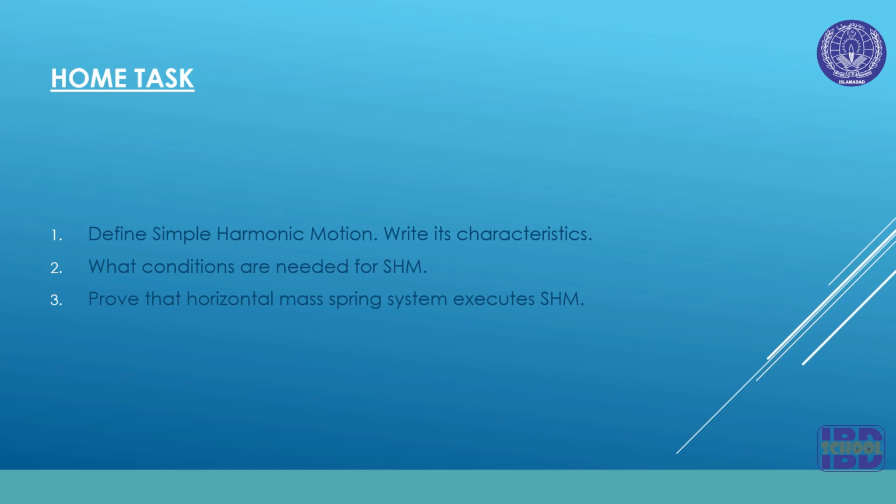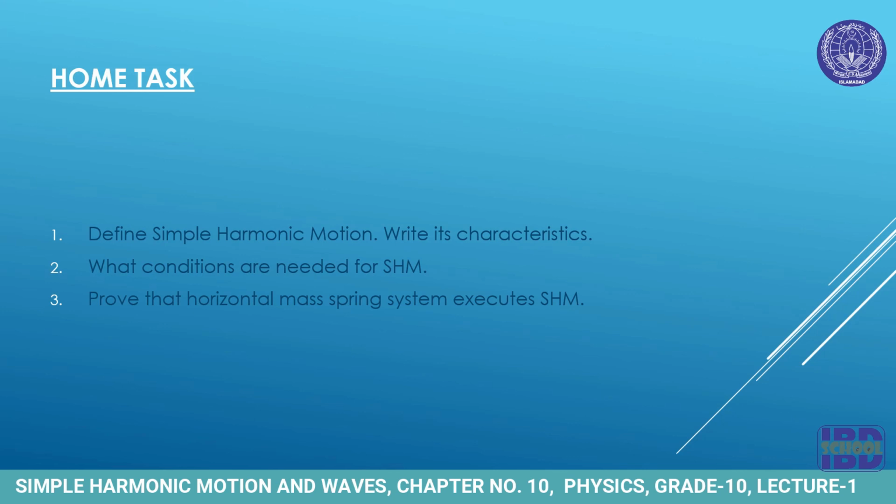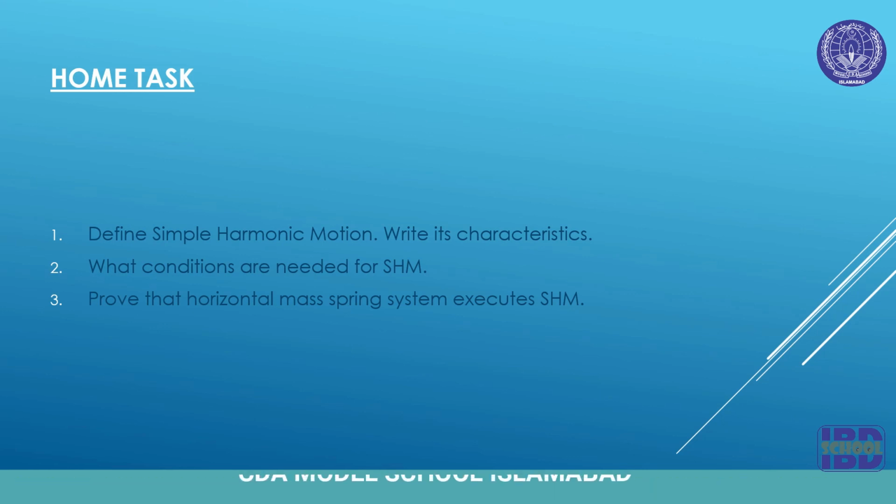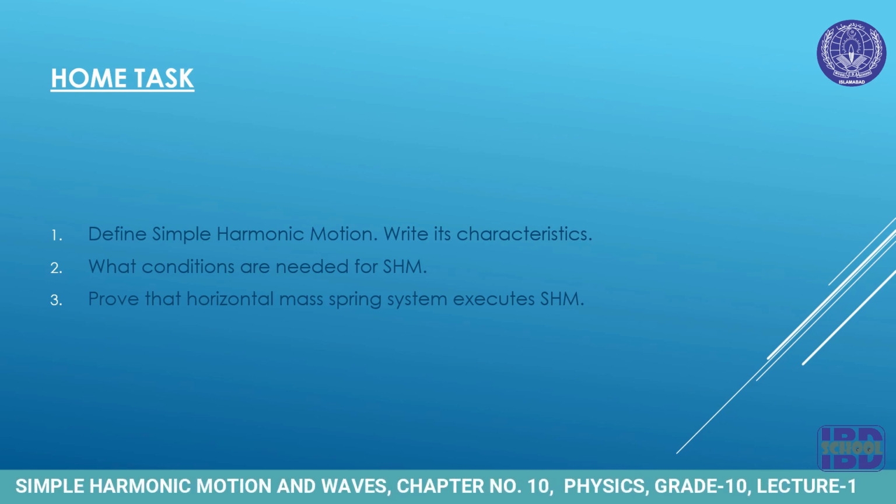Let's see the home task now. I have given these 3 questions. First is define simple harmonic motion. Write its characteristics. Second, what conditions are needed for simple harmonic motion? And third, prove that horizontal mass spring system executes simple harmonic motion. The third question is a long question, but the first 2 questions are short questions.